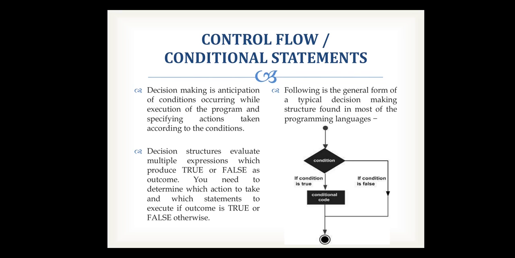You need to determine which action to take and which statement to execute. When the outcome is true, you have to decide what to do, and when it is false, then what you have to do. You have to specify it. This is a general form of a typical decision making structure found in most programming languages. First you check the condition. If the condition is true, it executes the conditional code. When the condition is false, it directly closes that particular operation. This is the structure of control flow.